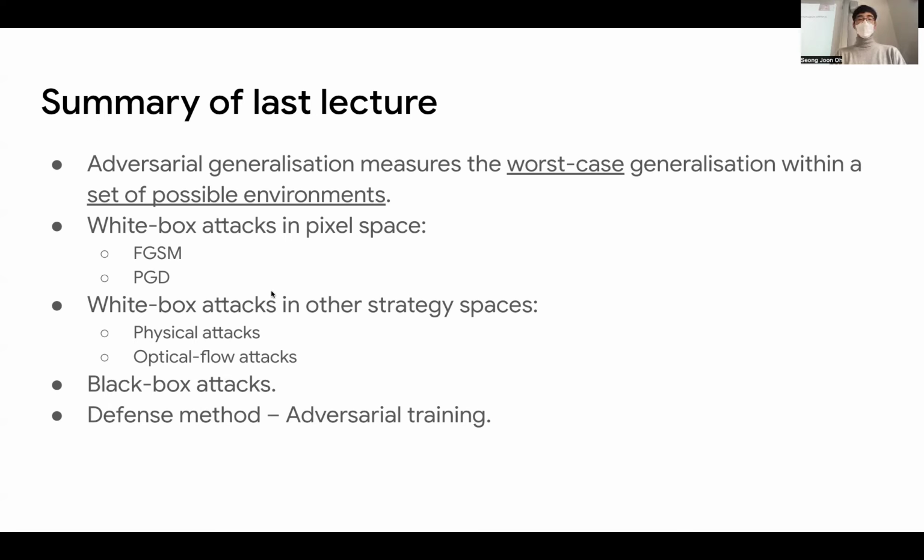And then we looked into other attack spaces or strategy spaces, like physical attack spaces rather than digital space, or shifting a bit of optical flow to generate new kinds of images. And then we also looked into black box attacks, where you don't have access to the model details or the model parameters, but you can always just query it, maybe with some limitation on the number of queries. And then we also looked into one of the defense methods, which is adversarial training, and that turns out to be quite effective in their experiments.